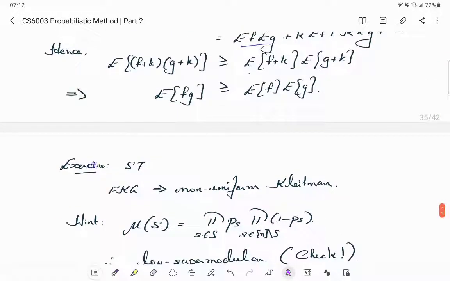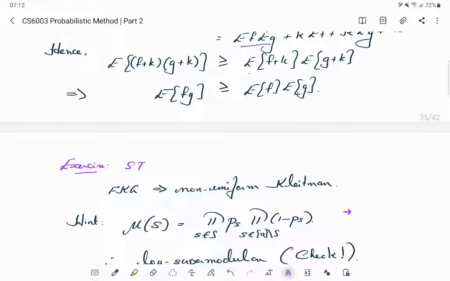Okay, so it looks like I won't be able to prove the XYZ theorem in this class, right? But let me stop after giving you this exercise. Using the FKG inequality, try to prove the non-uniform Kleitman's theorem. The proof is actually very simple. You only have to define mu in the way that you want this non-uniform probability measure, picking each element with a probability that depends on that element.